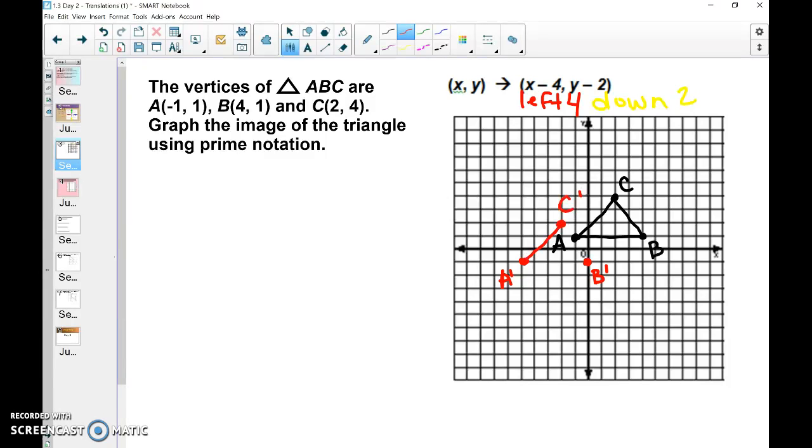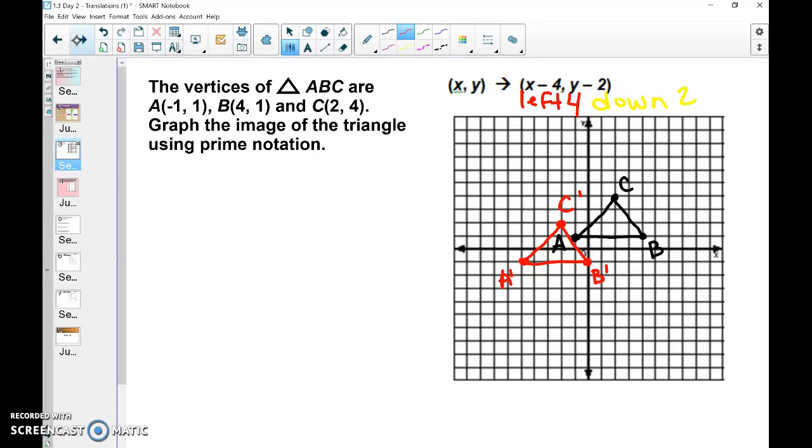Now notice if I did it correctly, my shape should look exactly the same. Same size, same triangle, just in a different spot. And looking at it, it does look like that. It looks like it's pretty close to what it was before. So I did that correctly.